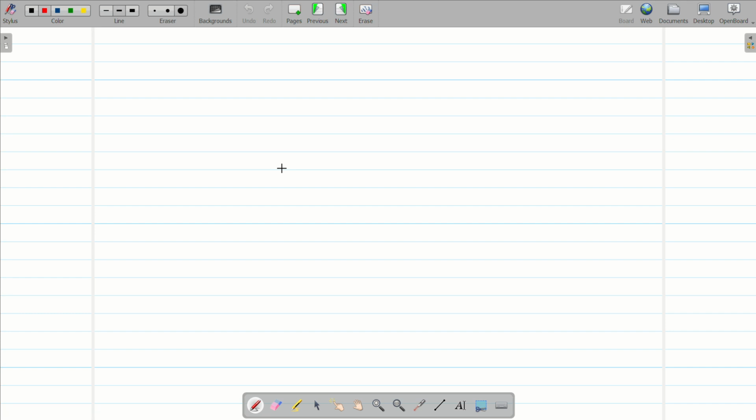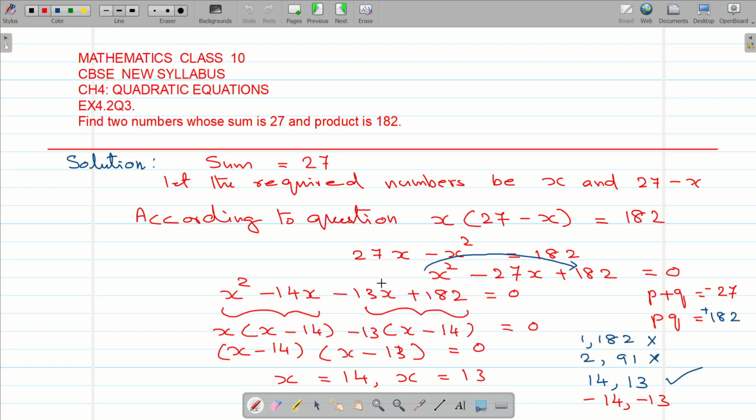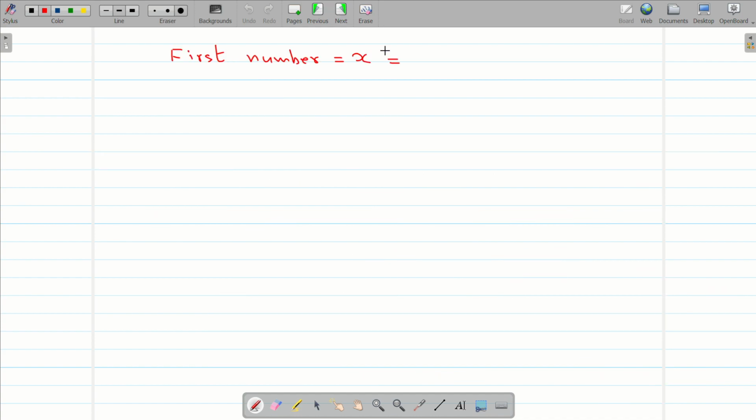So this is not the answer. Actually we have to find the first number and the second number. The first number is equal to x, that is, according to this, it is 14. Therefore, the second number is equal to 27 minus 14, that is equal to 13.